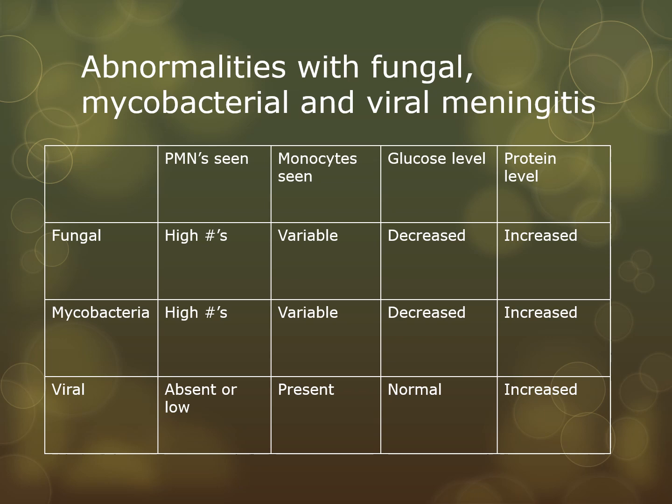And then in the case of protein, it is going to be increased in a fungal infection. It's also going to be increased in a mycobacterial infection, and it's also going to be increased in a viral infection. And usually that protein level is right around 40 to 80 milligrams per deciliter. That's usually what's normal.